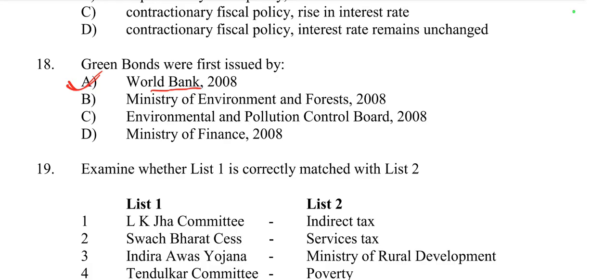So these bonds are specifically intended to support projects with positive environmental impacts. So green bonds, what do they indicate? They indicate positive environmental impact, like positive externality, creating positive environmental impact. So it is called a green bond. So option A is right here.